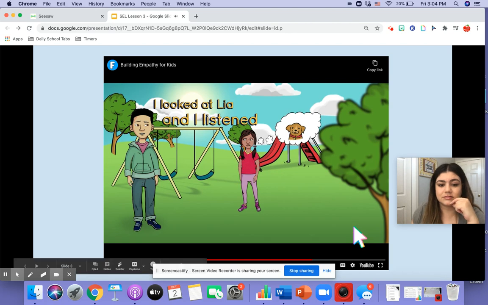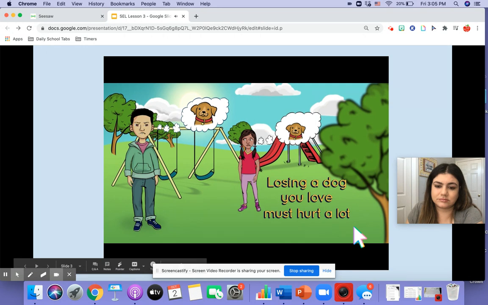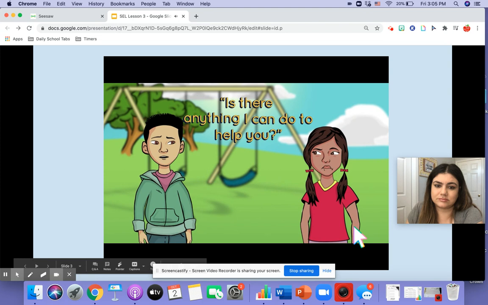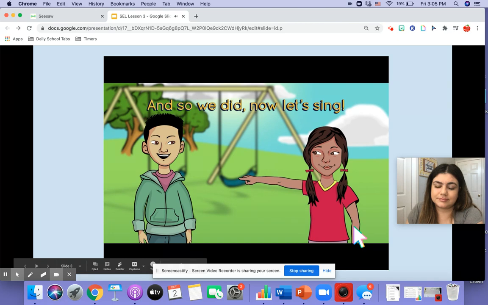I looked at Leah and I listened. I put myself in her shoes and thought, losing a dog you love must hurt a lot. I said, I'm so sorry. I'd be sad too. Is there anything I can do to help you? Leah said, let's go on the swings. And so we did. Now let's sing.